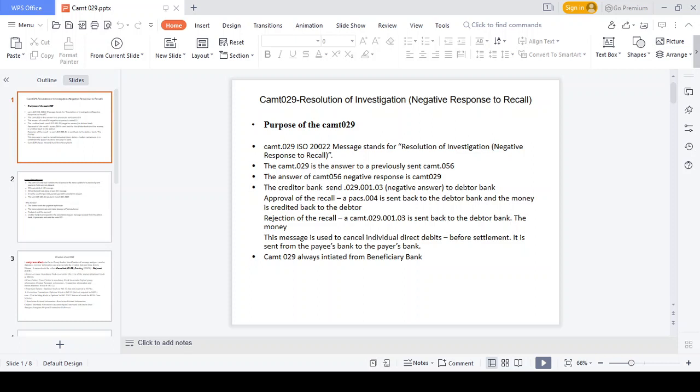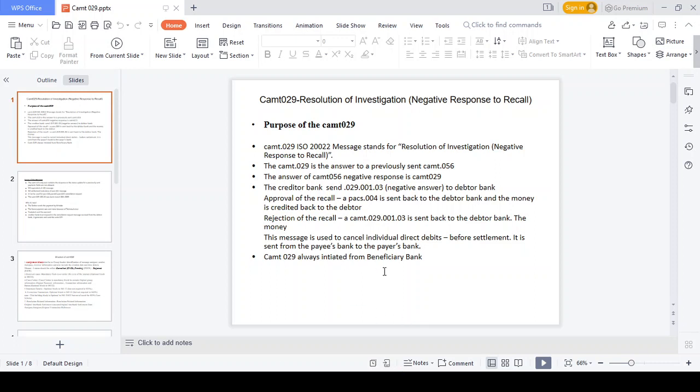I will explain that flow. Suppose the debtor bank needs to stop the payment. They initiate camt.056. Before the instructed agent sends the payment to the beneficiary side or beneficiary bank, you can recall the payment. Once the payment is successfully recalled, you get a pacs.004 message. In case the payment has been handed out from the beneficiary bank or beneficiary hand, you cannot recall the payment. At that time you get this camt.029 negative response to recall. That is the camt.029 usage.